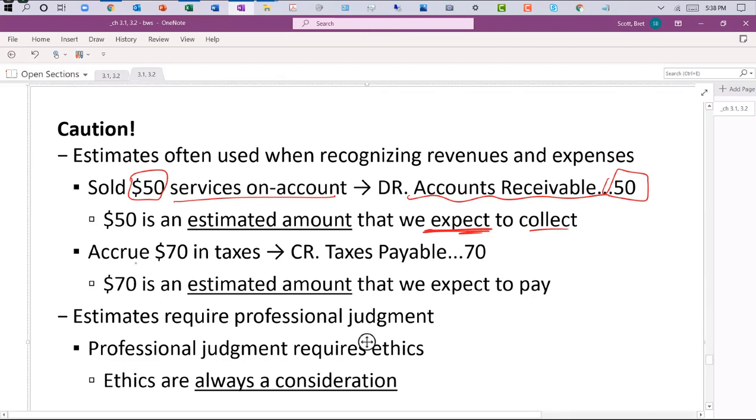But in the meantime, we're going to accrue tax expense based on what we expect we owe to the IRS. Whether or not the IRS agrees with that is another story. But in the meantime, just realize that if we expect to pay out $70 to the IRS for taxes, that's just an estimated amount we expect to pay.